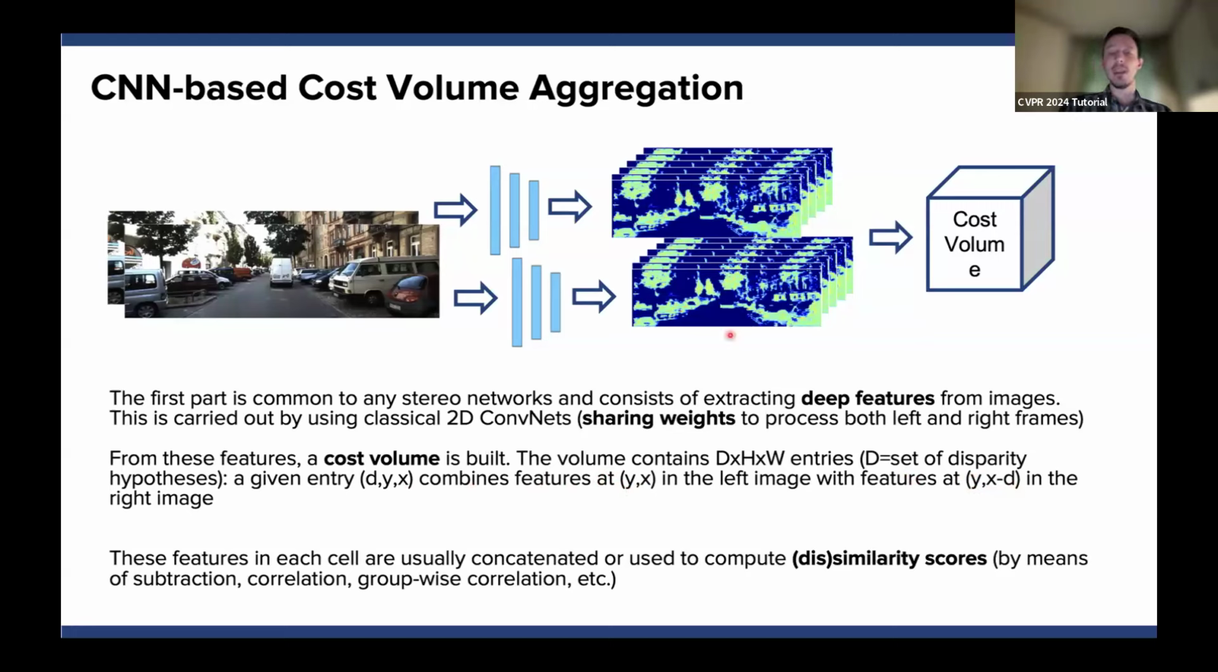For this purpose, we can either take the features and concatenate them to build what we can call a matching vector, or we can take the features and compute some simple similarity or dissimilarity scores between the two. So, for instance, we can subtract the features, we can compute the correlation as the dot product between the features. We can run some more advanced correlation functions like group-wise correlations, which basically takes the features, splits them into subvectors and computes the correlation between the corresponding subvectors, and so on and so forth.